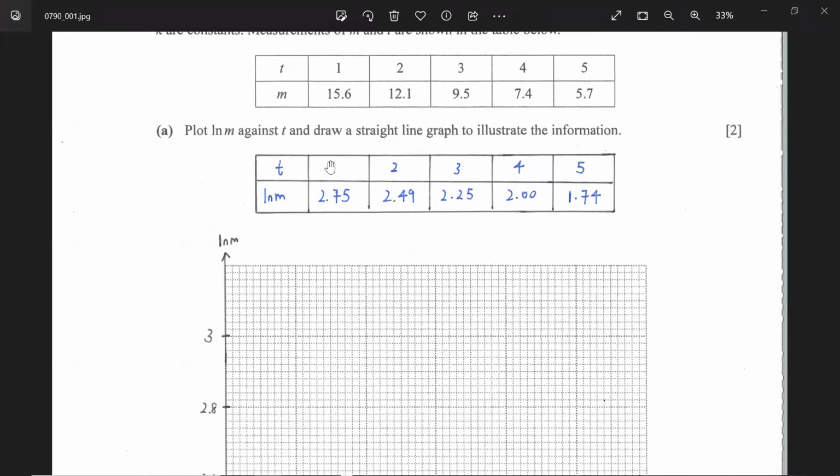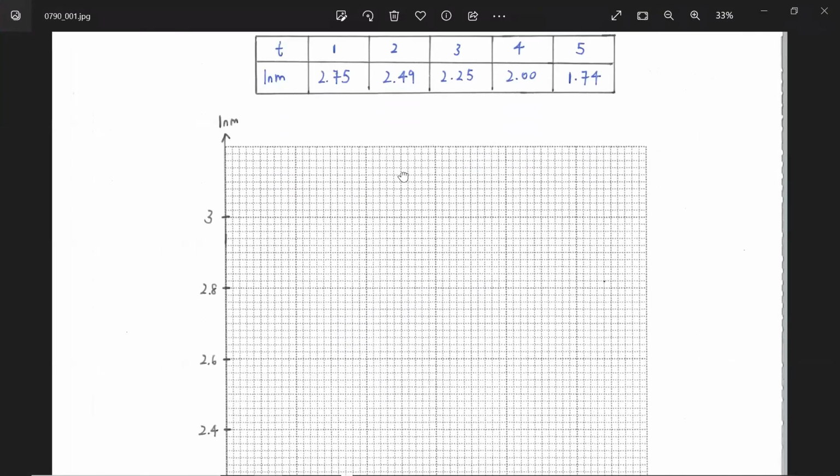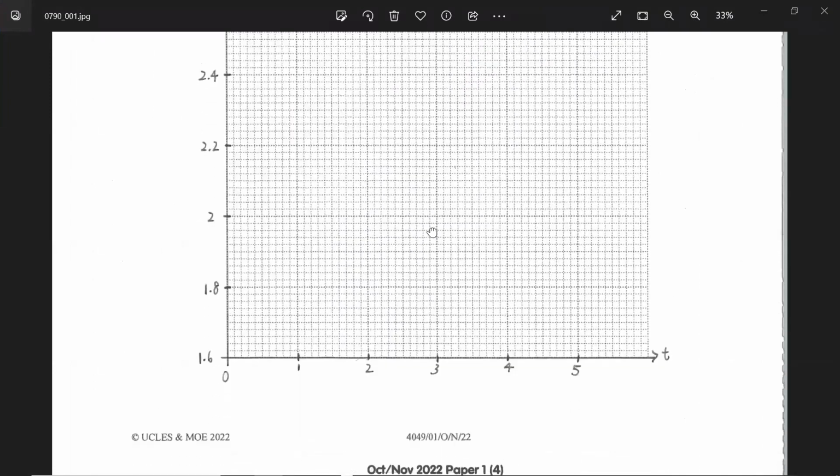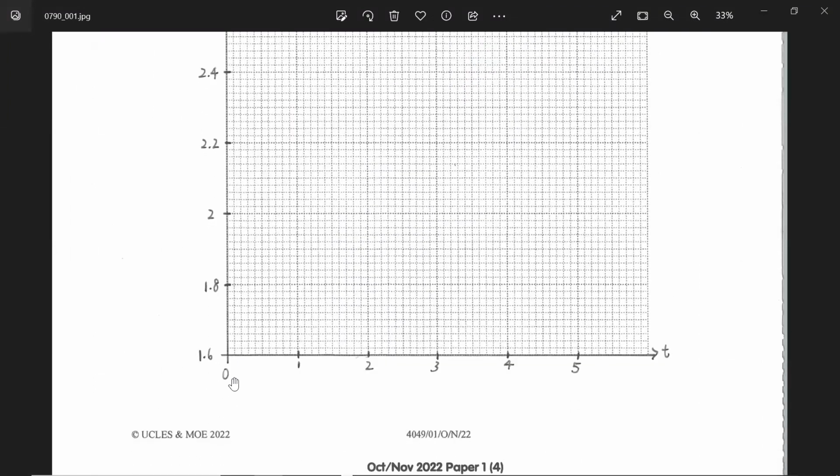For the horizontal axis, which is t, it's very straightforward: 1, 2, 3, 4, 5. For the horizontal axis, we always start from 0, so you just use 0, 1, 2, 3, 4, 5. Basically one big box for every one unit of time.